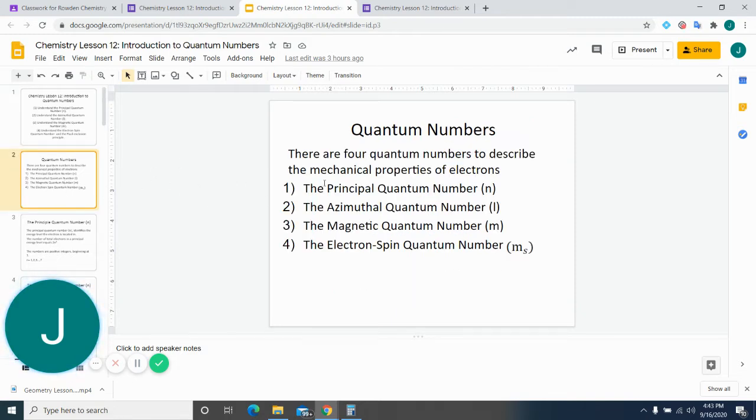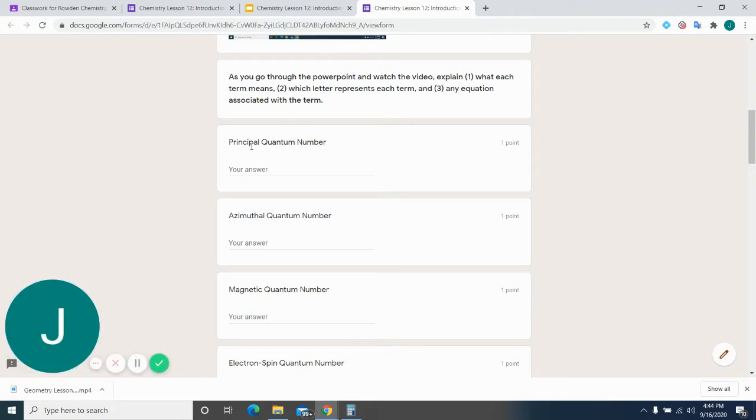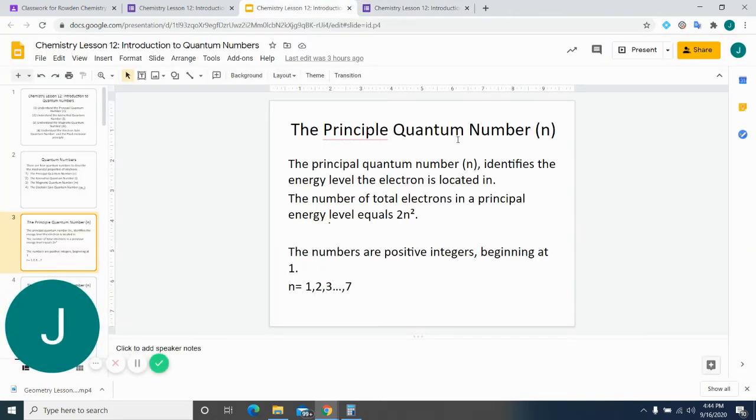Okay, so our 4 quantum numbers, we're going to have the principal quantum number, the azimuthal quantum number, the magnetic quantum number, and electron spin. We'll talk about n first, the principal quantum number. So this represents the energy level the electron is located in. In your notes, you'll put that the principal quantum number represents the energy level of the electron. We use n to say it in shorthand.